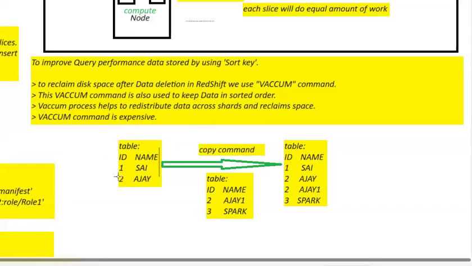Let's say I have this table in my Redshift, where this table contains ID and name, and it has two rows of values. The first value is Sai and the second name is Ajay. Now what I'm expecting is I want to use the copy command to copy this data from S3. So I used the copy command. I provided this as my destination bucket and this as my source bucket. So from this, the data is copied to this table.